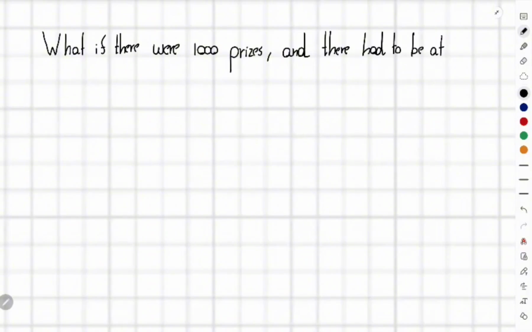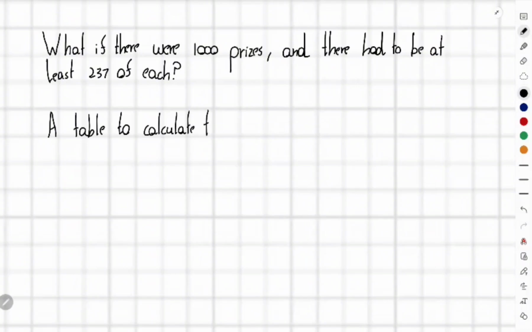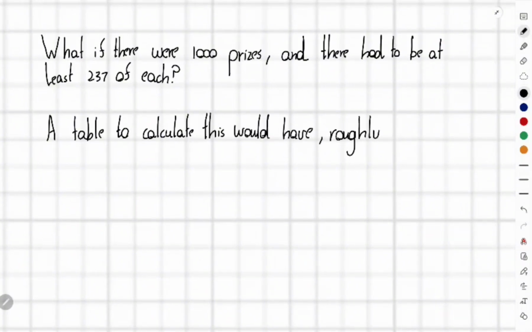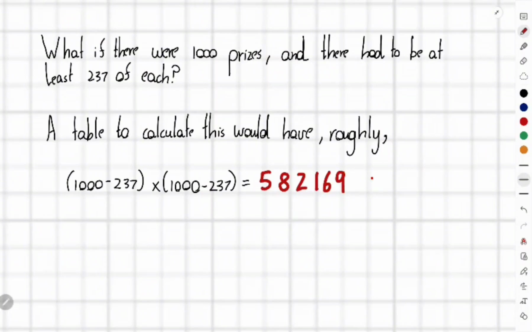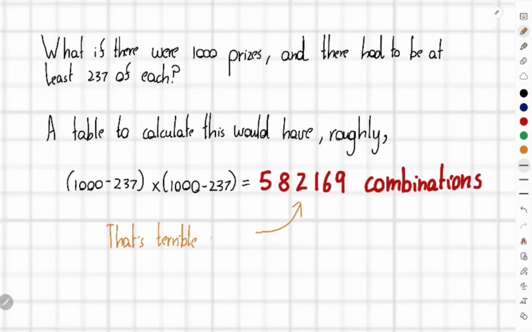What if we had to give out 1,000 prizes and we had to give at least 237 of each? If you were to tabulate this, not only would it take the rest of eternity, but it would take about 500,000 calculations. Now, I don't know about you, but I didn't want to be doing 582,000 combinations. I have better things to do with my time, and that's where programming comes in. Programming does repetitive tasks for us.